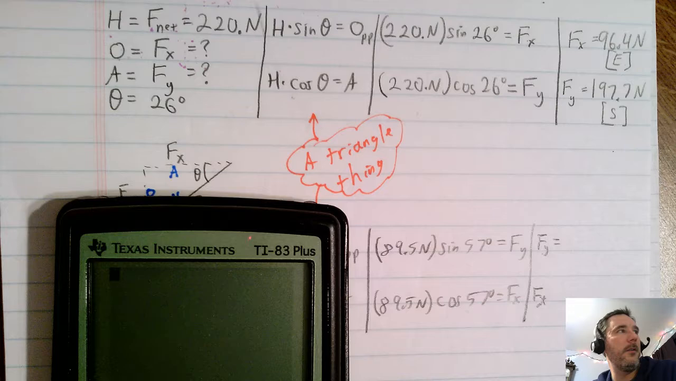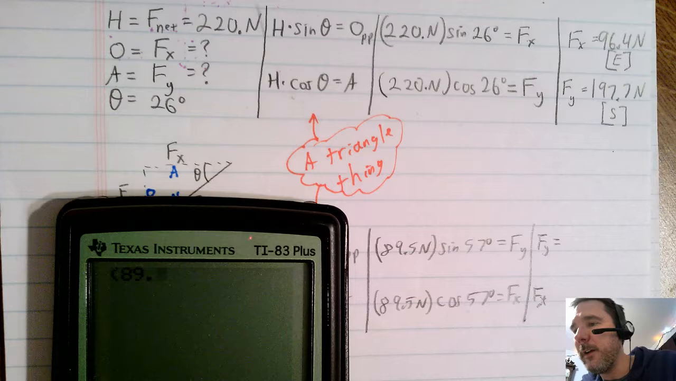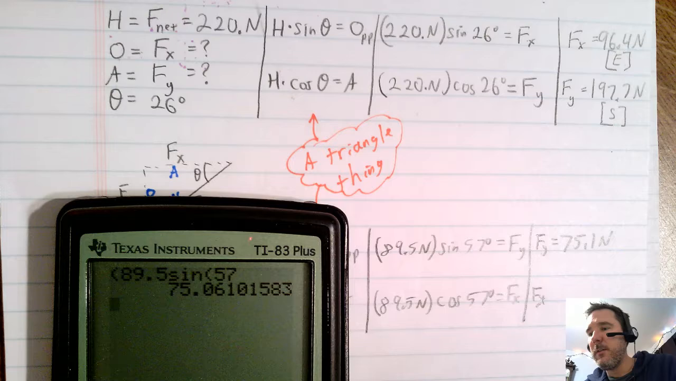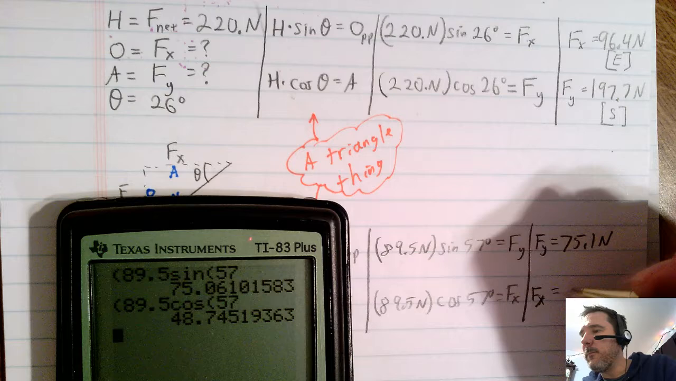So 89.5 times sine of 57. So my Fy is 75.1 newtons, and cosine, my Fx is 48.7 newtons.